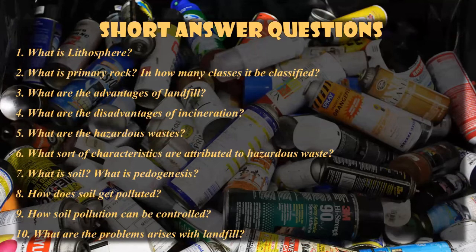Last but not least, there are some questions that we have. In this particular lecture, you can see it is written short answer questions, and here is what is lithosphere. So lithosphere is the sphere that is present along with land, right? Basically, I am discussing the answers of these questions. What is primary rock, how can it be classified? Primary rock is nothing but igneous rock which is formed by the ignited lava, right? And in this way it can be distinguished from other rocks, which are formed either by sedimentation or by metamorphism, right?